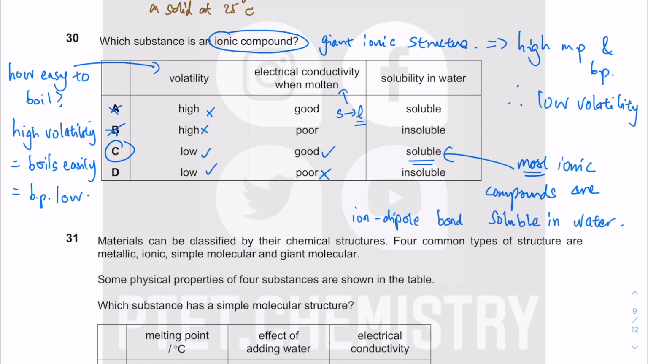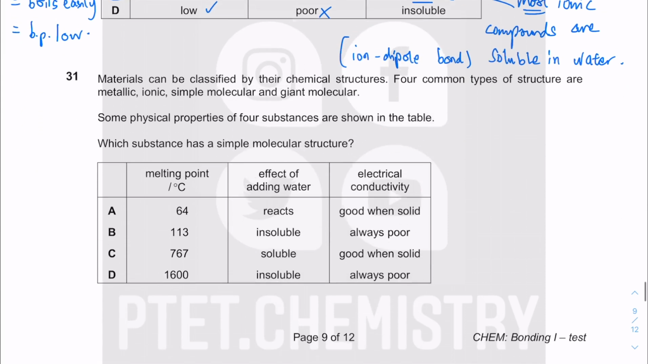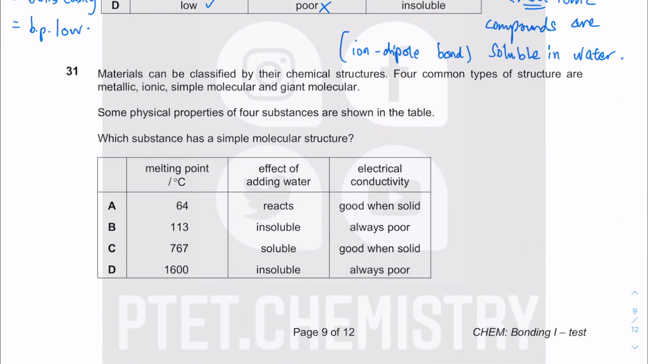But I can tell you that most ionic compounds are soluble in water. You probably don't need this at all at O-level or IGCSE because it's essentially an A-level concept. The next bit: materials can be classified by their chemical structures. So there are only 4 structures, as you know: giant metallic, giant ionic, simple molecular, and giant molecular.